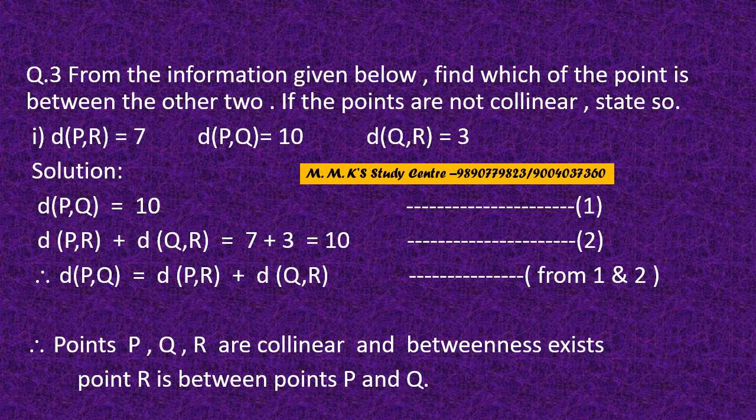So how to find out which point is between? In addition, check, children: in addition R is twice. Okay, PR plus QR means R we are adding, R here 2 times is there. So that's why R is the point between P and Q.